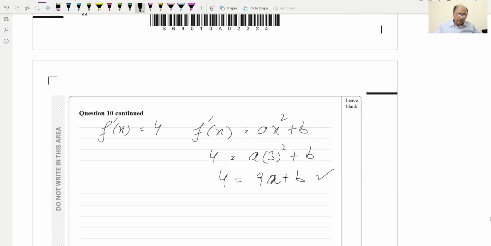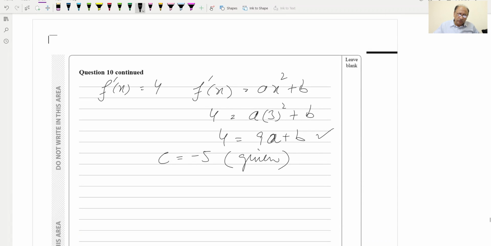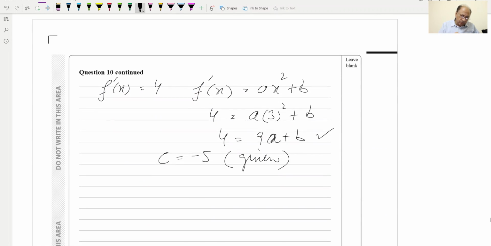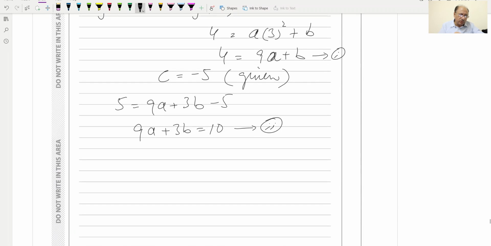We can replace c, which is given as -5, so we can use this c value in this equation. If we replace c value in this equation, we will get 5 is equal to 9a plus 3b minus 5. So this implies 9a plus 3b is equal to 10. Now we got this equation and this equation. This is our equation 1, and this is our equation 2, and we can solve these two equations simultaneously.